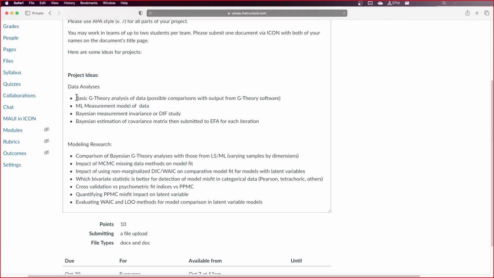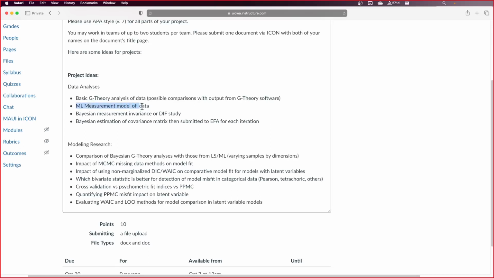Let's see here. So data analyses: take a data set and do something like a G-theory analysis of it. G-theory, you know probably more about than me if you took the G-theory class. But some of the cool things about G-theory is you have variance components, right? And what we see in Bayesian is a great picture of posterior distributions. And posterior distributions of variances often are very wide. So I'm interested to see how G-theory analyses look when you add in the error that comes with estimating variances. So that's part of why I was thinking about that.